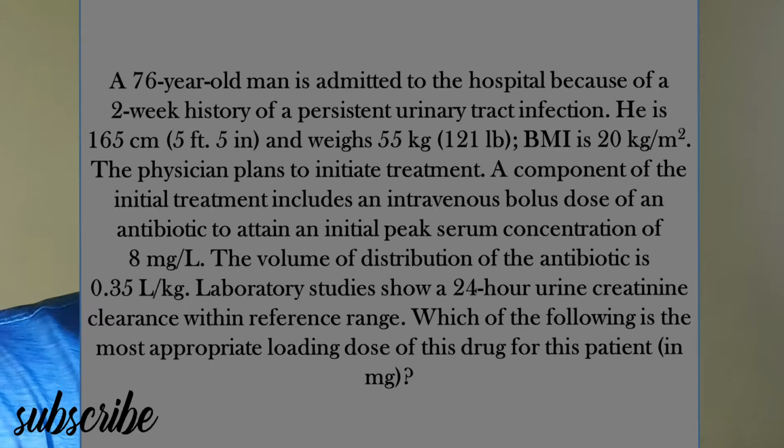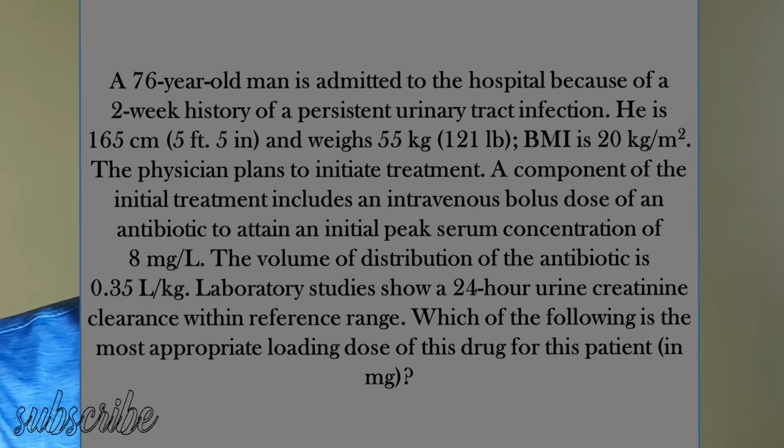First question is this. A 76-year-old man is admitted to the hospital because of a 2-week history of a persistent urinary tract infection. He is 165 cm height, weighs 55 kg, BMI is 20 kg per meter square. The physician plans to initiate treatment. A component of the initial treatment includes an intravenous bolus dose of an antibiotic to attain an initial peak serum concentration of 8 mg per liter. The volume of distribution of the antibiotic is 0.35 liter per kilogram.